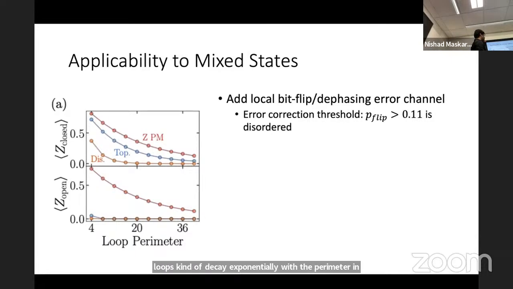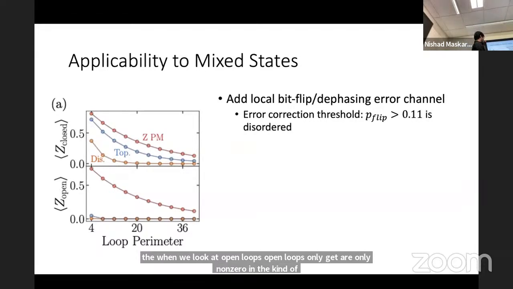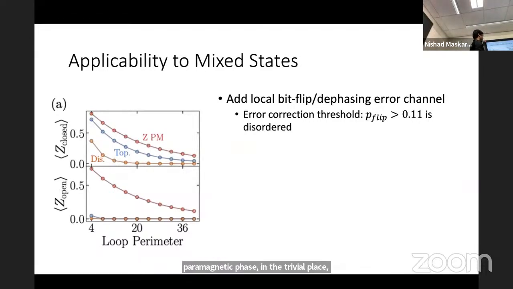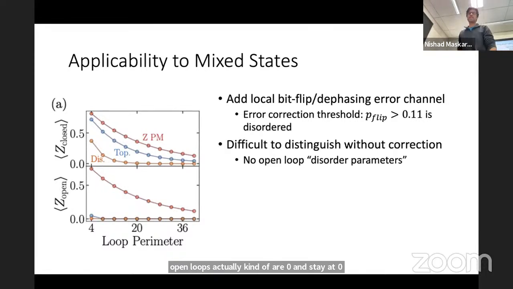When we look at open loops, they are only non-zero in the paramagnet phase, the trivial phase. However, these open loops actually are zero and stay at zero even in the disordered phase too. So what this tells us is that it's really difficult to distinguish between the ordered phase and the disordered phase just by looking at combinations of bare open and closed loops.